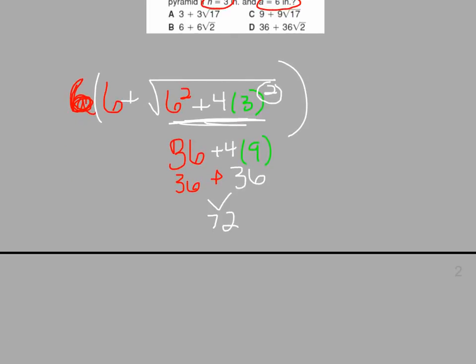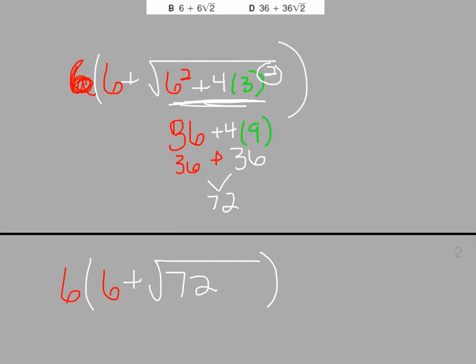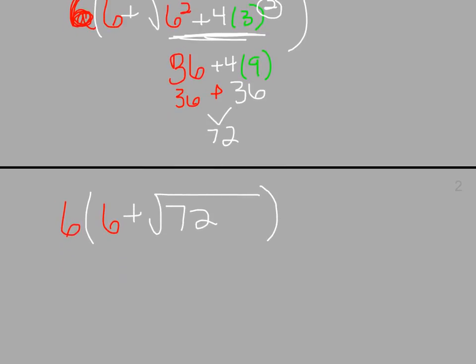Alright, so now we have 6 times 6 plus the square root of 72. Now, if you're not good with simplifying square roots, which is totally fine, then what you're going to want to do is start putting this in a decimal form. So, what is the square root of 72? It's going to be a decimal. 72, find the square root. It's going to be 8.48528137, etc., etc. Now, you're going to want to put as many decimals as you can. It's going to keep you very accurate.